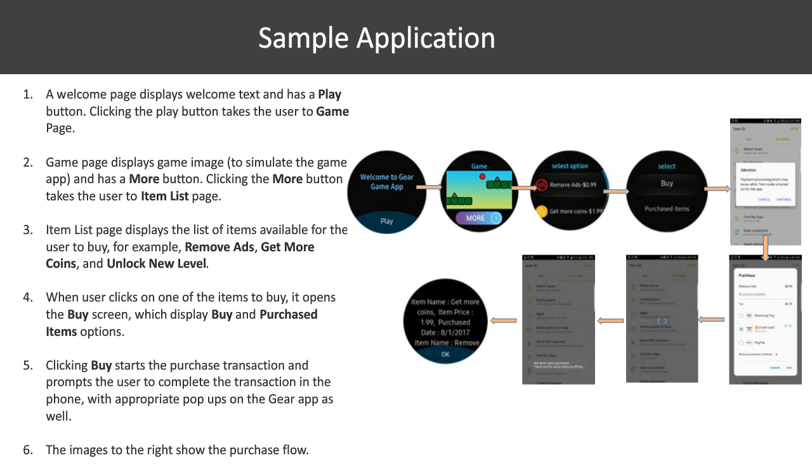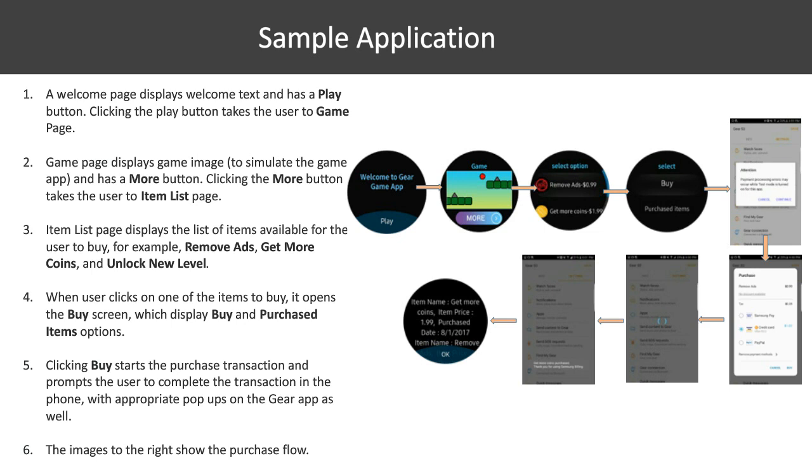There is a welcome page which displays a welcome text and has a play button. This is an app which simulates a game application. When the user clicks on the play button, it opens another page, which we call the game page. And here we are just using an image to simulate the game. And there is a button called More button.